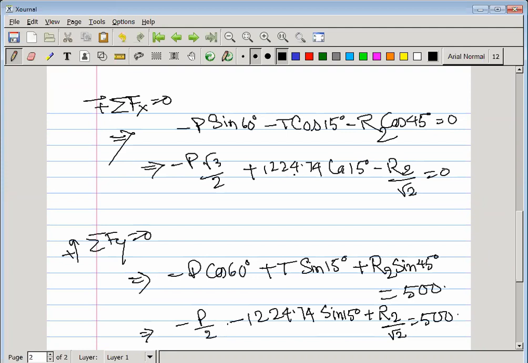1224.74 into cos 15, how much is this? This one, how much? Please reply, anyone? 1224.74 into cos 15, how much?